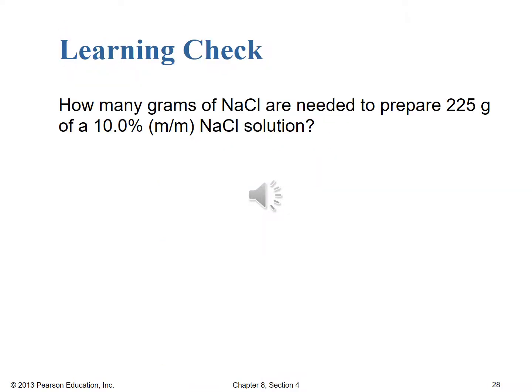All right, well, I guess you didn't have to wait too long to apply the new guide, because here's a learning check that asks you to do just that. How many grams, so we're looking for mass, of NaCl are needed to prepare 225 grams of a 10.0% mass per mass NaCl solution? So please go ahead and pause the video here, apply those steps, solve this, and then start us back up to see how you did.